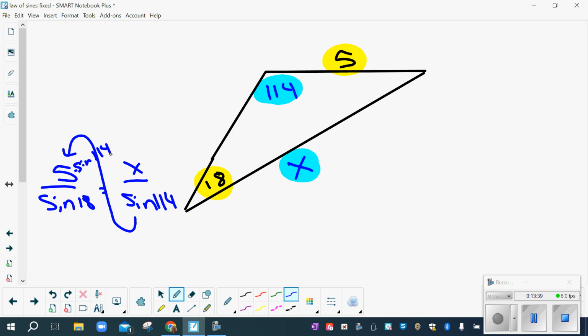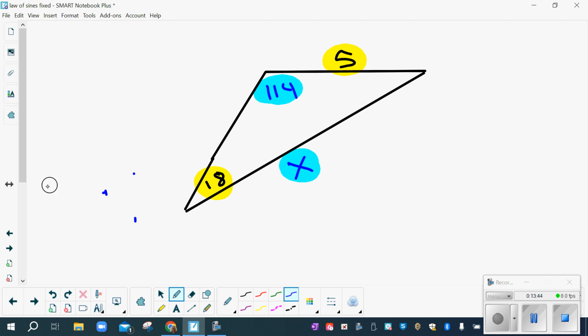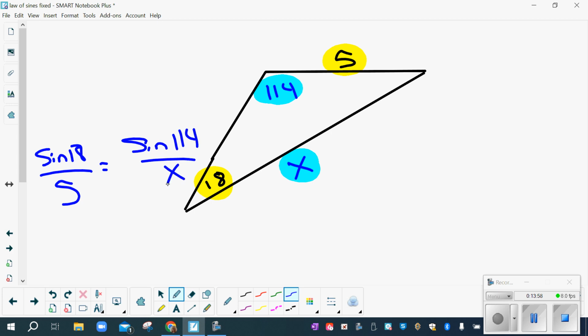Okay, so I'll go back to the regular. Just some of you are going to figure that out and be like, can I do that? So here we go. Sine 18 over 5, that's the yellow partners, equals sine 114 over the X. I'm going to do the butterfly method or the flip-flop method. I'm going to put the X up here, the sine 18 over here, and the 5 right there.